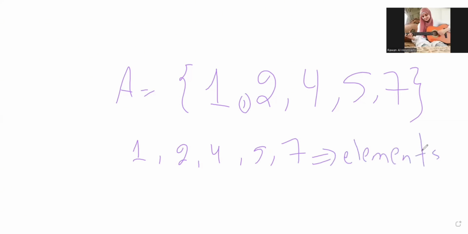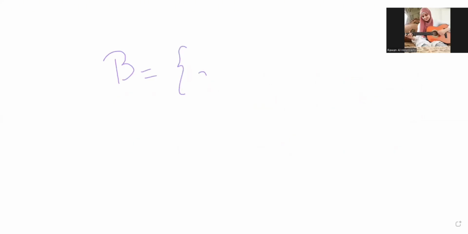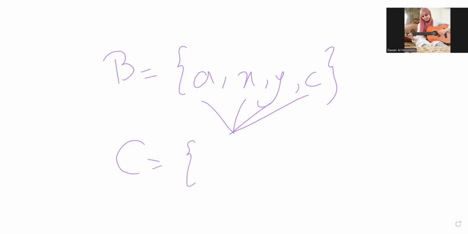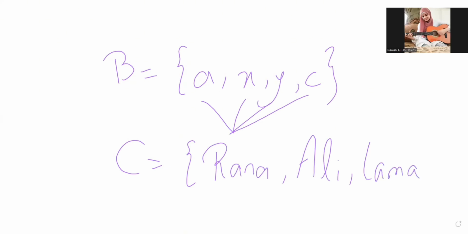Okay, a set does not necessarily contain numbers. It can be a set of letters or a set of names. For instance, if we have the set B, which contains the letters A, X, Y, C, this is a set of letters. It contains 4 elements, which are A, X, Y, and C. Another set can contain some names. For example, if I have the set C with Rana, Ali, and Lama, this set C contains 3 names, or 3 elements.